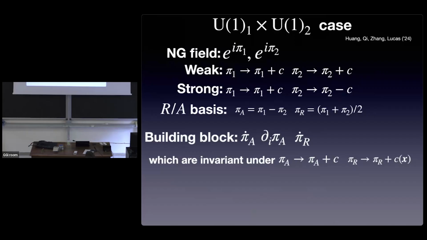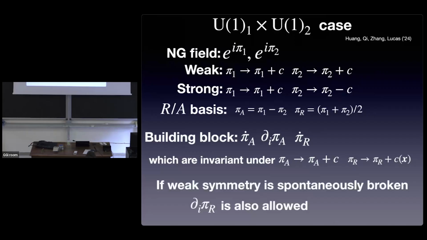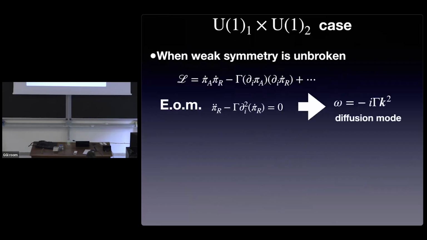So this is for the unbroken weak symmetry. If weak symmetry is spontaneously broken, we don't need to impose this gauge symmetry, so this operator is also allowed. That is the difference between the spontaneously broken U(1) symmetry and just the strong symmetry. Then you can write down the effective Lagrangian by using the degrees of freedom, which gives you this kind of thing.